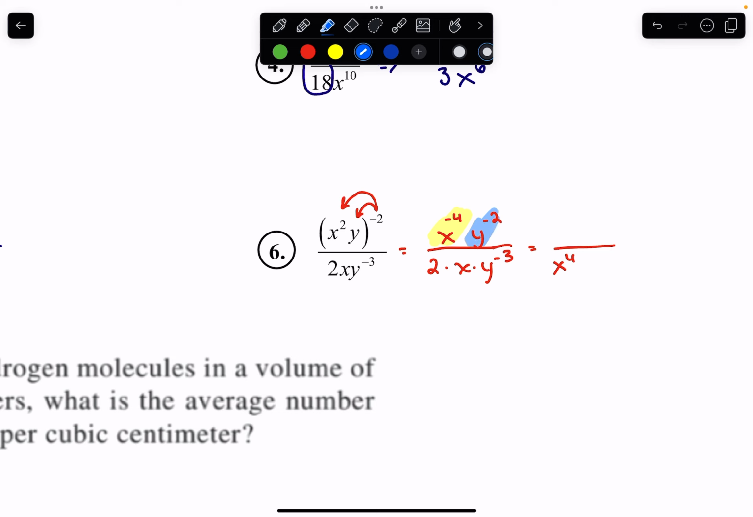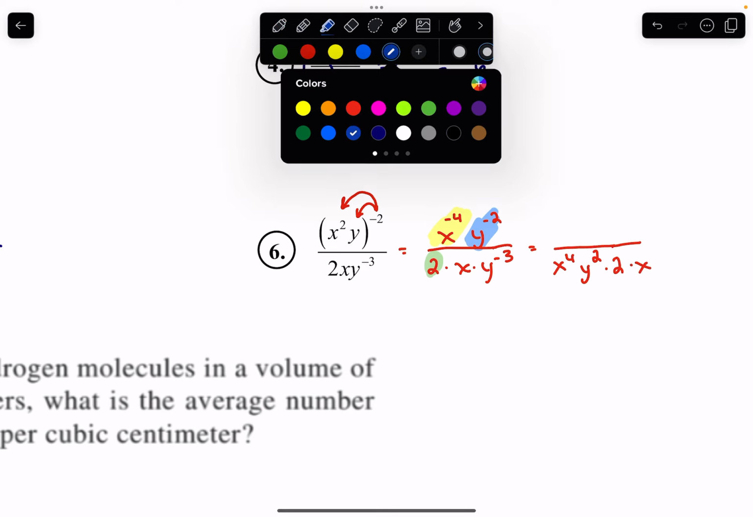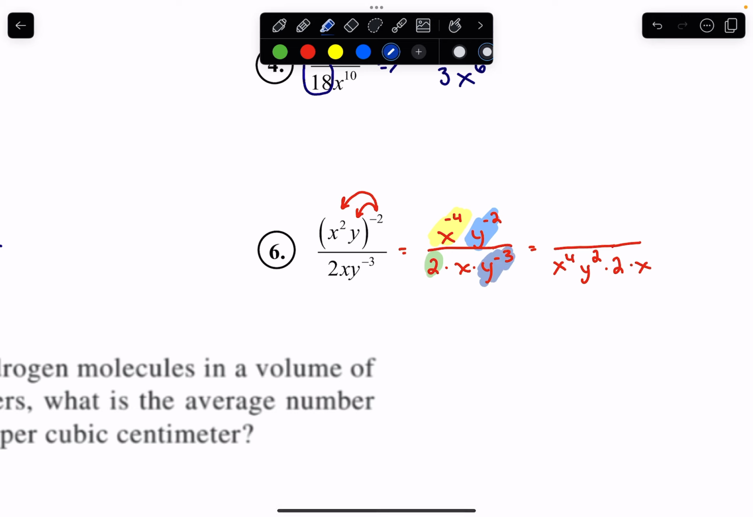What else do I got? Y to the -2. I'm going to also move that to the bottom and make it a positive 2. The 2 on the bottom, this 2 right here, is just a normal 2, so it just stays on the bottom. I've got x all by itself. That stays on the bottom. But then the y to the -3 that's down here gets moved to the top, and I put a y cubed on top.